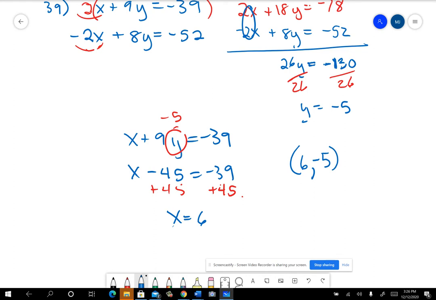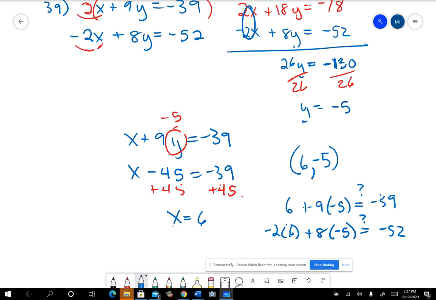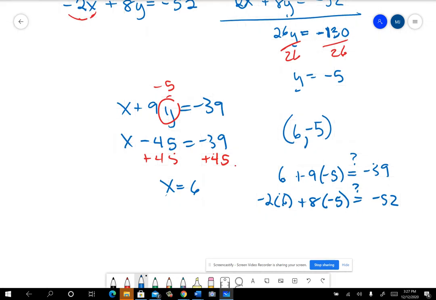Now, these are very easy to check, so if you have time, you would do that. You just put a 6 where the x is and a negative 5 where the y is. Make sure that's negative 39. Do that here. This is what you're claiming, is that ordered pair works on both. So try it. Make sure it works on both. And so that would be 6 plus 45 minus 45, which would work. This would be negative 12 minus 40, which would give you negative 52. So it would work. So I know for a fact that's right.